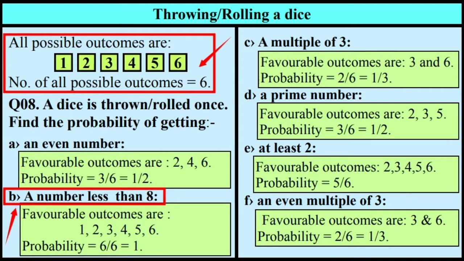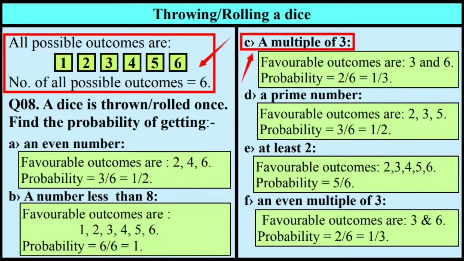Number B. Find the probability of getting a number less than 8. As we know, points marked on the dice are from 1 to 6, and all these points are less than 8. Hence, the number of favorable outcomes is 6. Therefore, probability is 6 by 6, and in simplified form it is 1.